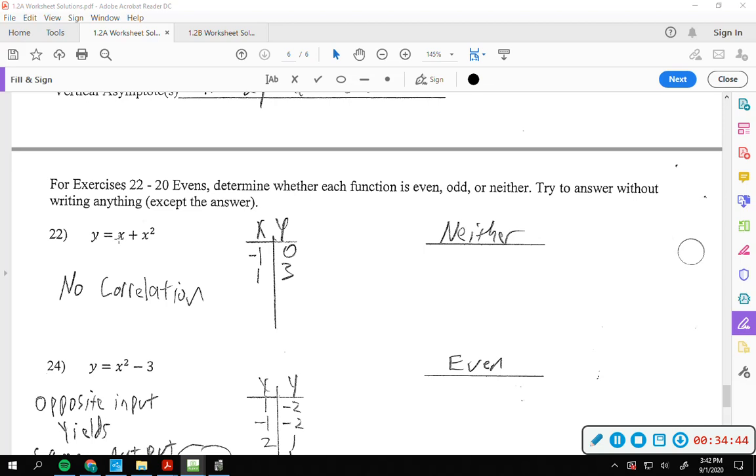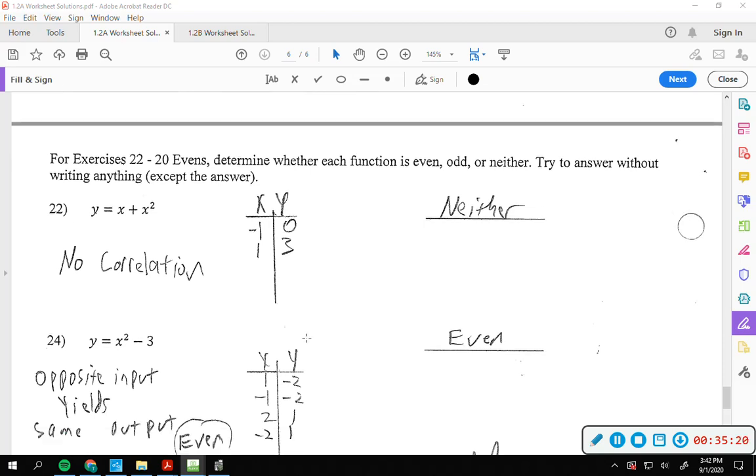If I plug in -1 and square it, I get 1, and 1 plus -1 gives an output of 0. But if I plug in 1 and square it, I get 1, and 1 plus 1 should be 2 here, not 3. Okay, so that should be a 2. But opposite signs do not produce same results, so it's not even. Opposite signs do not produce opposite results, so it's not odd. If it's neither odd nor even, then we write neither. Most functions are neither. Even and odd functions are unique functions.